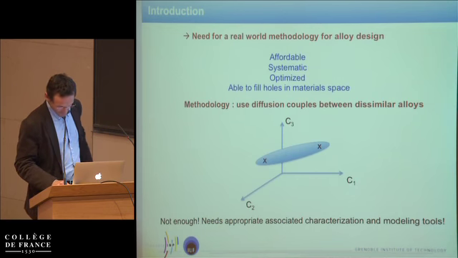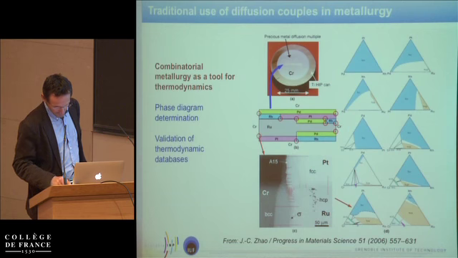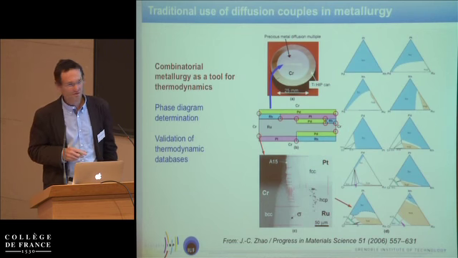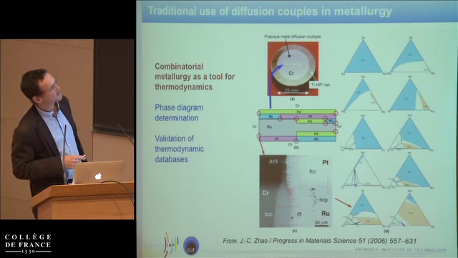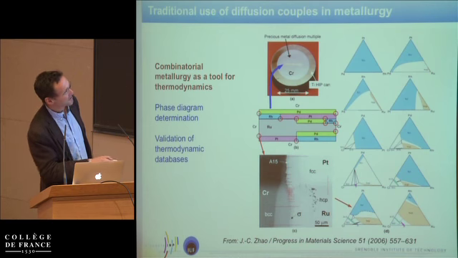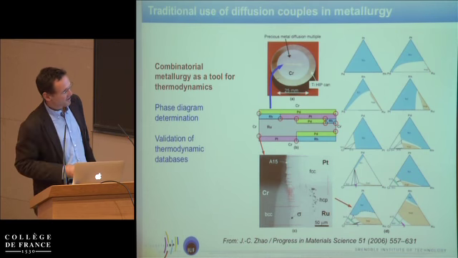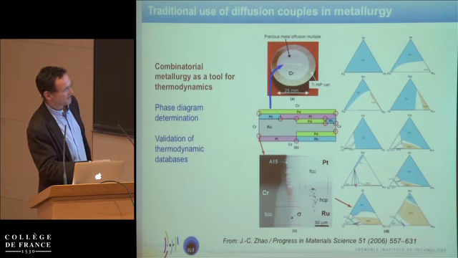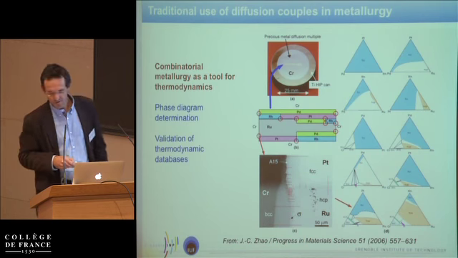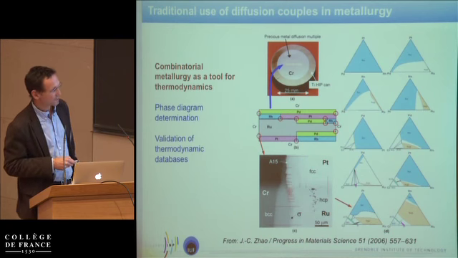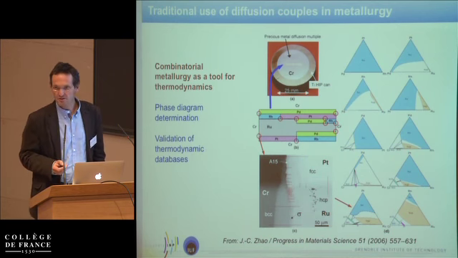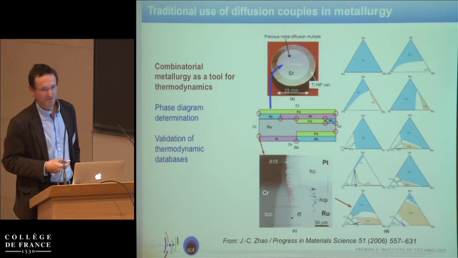So just a couple of examples of the traditional way to use diffusion couples or diffusion multiples, because this is much more than a couple. By the way, if you're interested in the subject, a lot of the examples I will give today are taken from this review paper from 2006, which is really very interesting. It's a review paper on all the combinatorial strategies for material science.